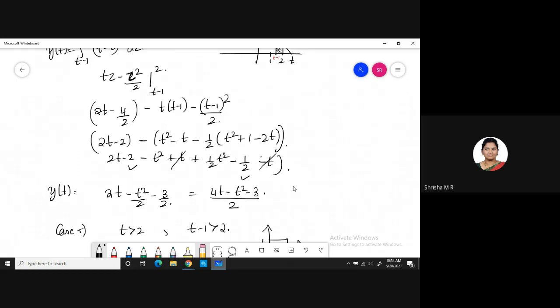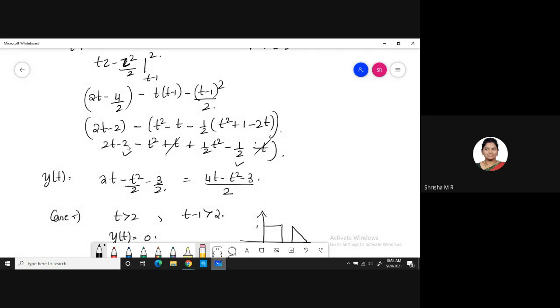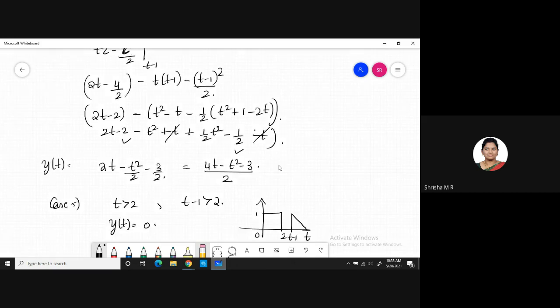Okay, so minus t plus t gets cancelled and you have t square minus t square plus t square by 2. So you have minus t square by 2. So 2t minus t square by 2 minus 2 minus half, you'll get minus 3 by 2. So take LCM, you will get this term.